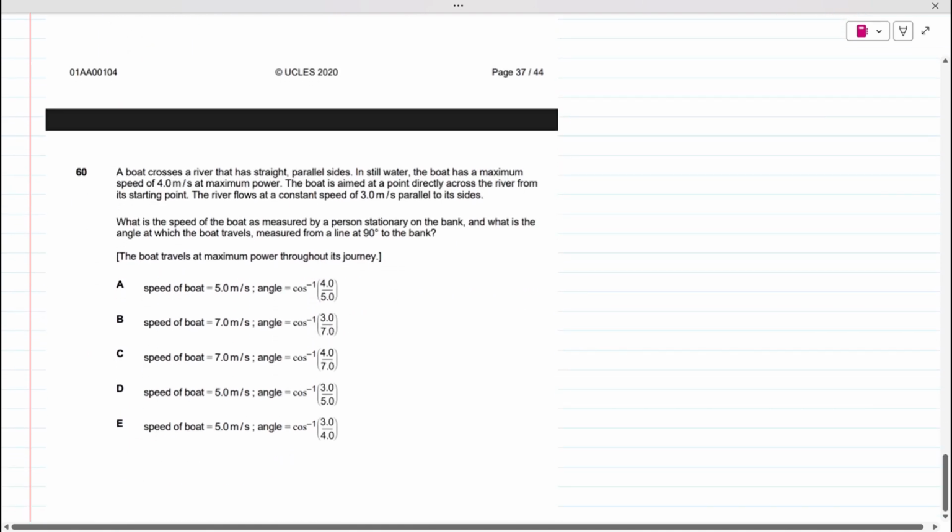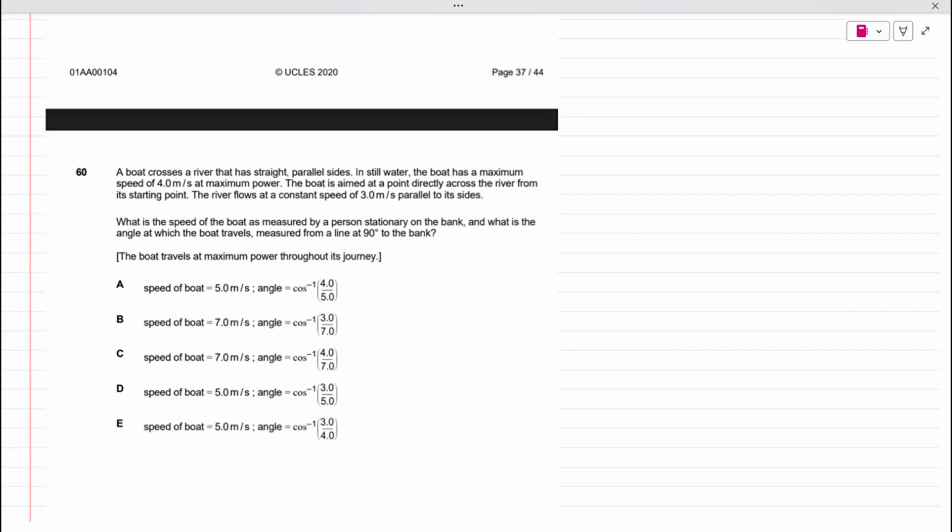Last question. Yes. A boat crosses a river that has straight, parallel sides and still water. Still water means the water which is not moving. The boat has a maximum speed of 4 meters per second. Now see, if you are in the river and you have a boat, right? Since the water is still, it has its straight velocity, which is 4.0 meters per second, at maximum power.